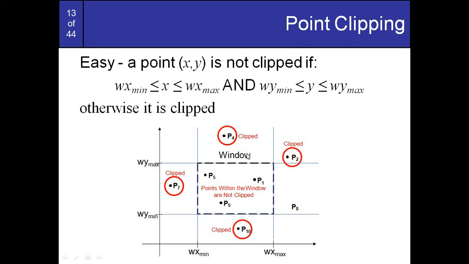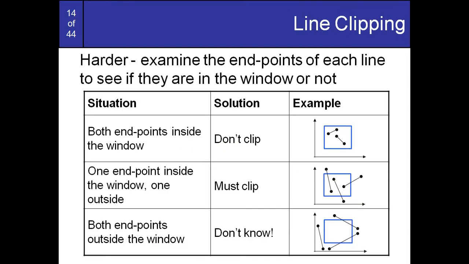If we want to do clipping for some given point having some x and y coordinates, these conditions have to be satisfied. If these conditions are satisfied, then the point is not clipped. If these conditions are not satisfied, then the point will be clipped. This was all about point clipping.